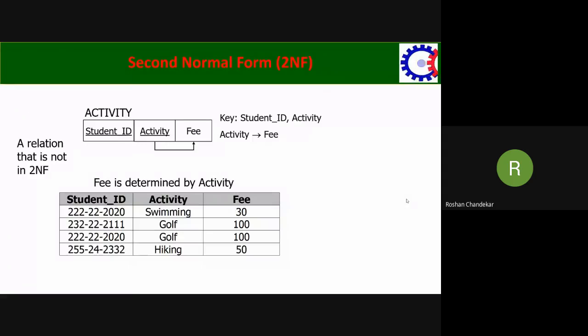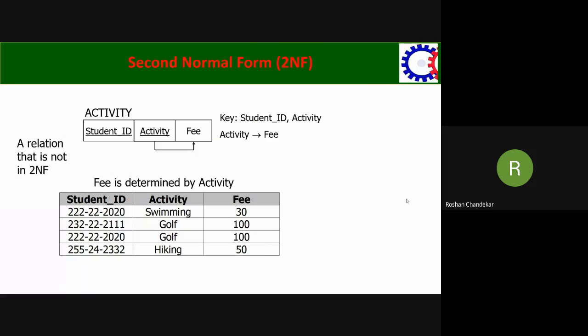We have an example. Look here at a table, Activity. There is a student ID, an activity and a fee. Look at the table's values. There are 4 student IDs. The activities are swimming, golf and hiking, and respectively the activity fees: swimming is 30, golf is 100, and hiking is 50. This relation is not in the second normal form.